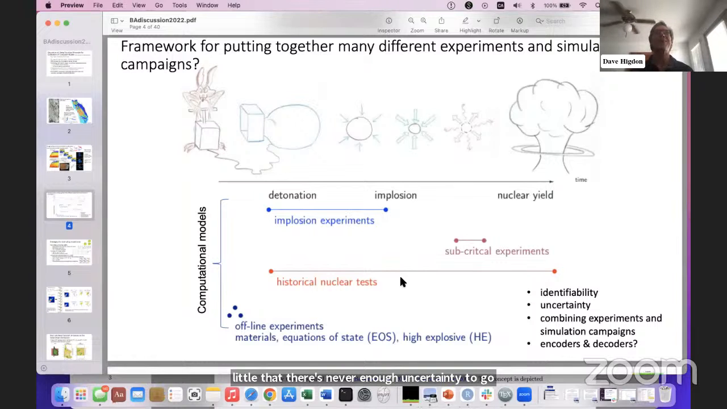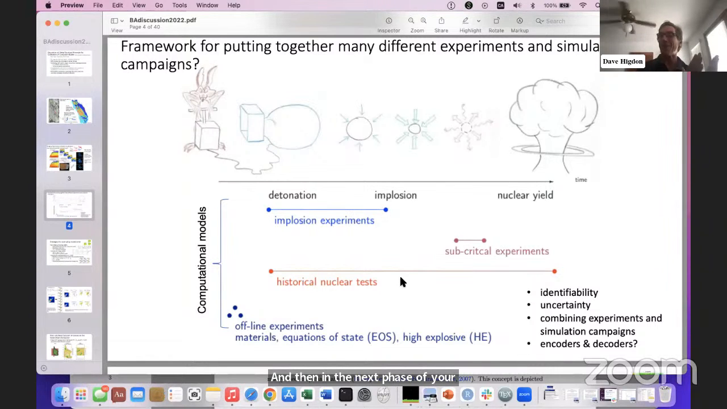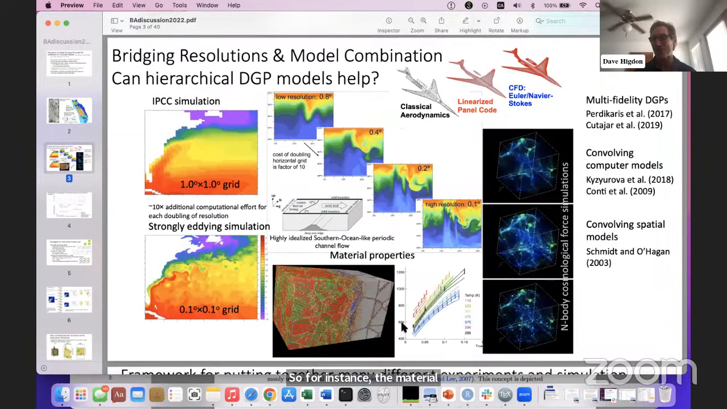And so when we talk about worrying about non-identifiability and things like that, what do we need to do to solve it? From my perspective, all the things I've worked on always tell me that is never the problem. You should just try to incorporate all the uncertainty you've got and live with it. And in the next phase of your investigations, you're probably going to be sorry if you cut it down somehow artificially. So for instance, the material strength, and here we've got a line for some of those.